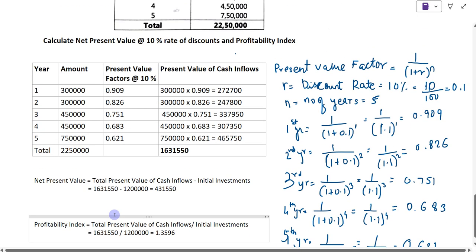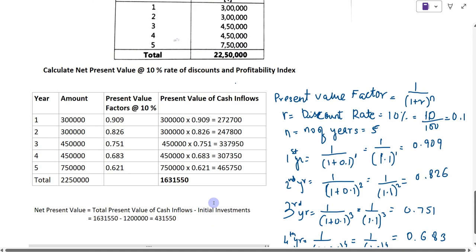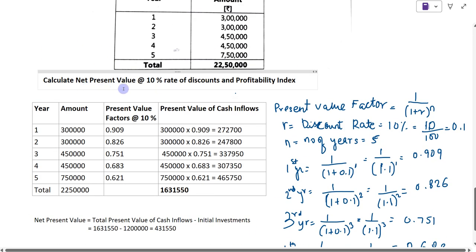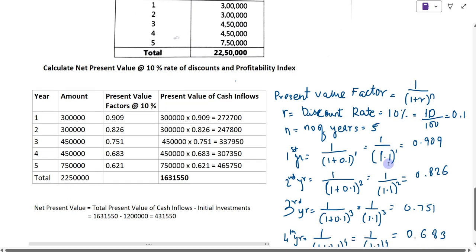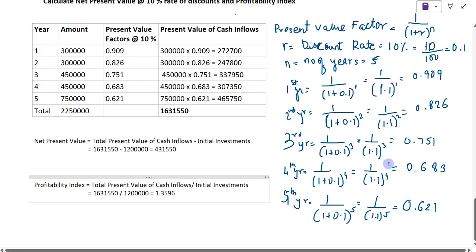Okay, so I hope students you have understood this example, how to calculate net present value and profitability index. In net present value, if the present value factors are not given, we have to calculate them as per this formula. So take down this example.